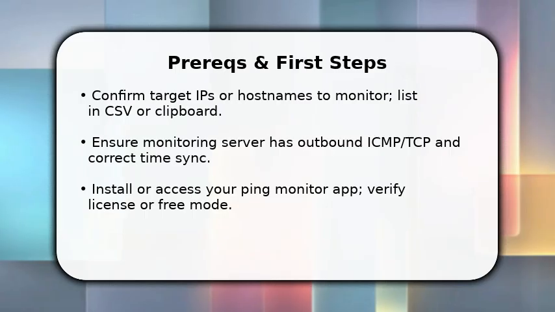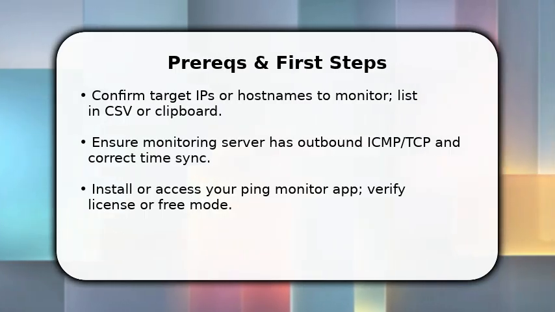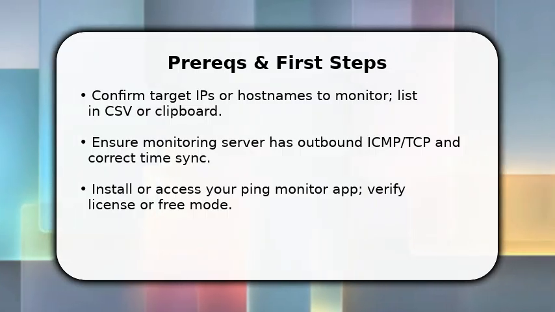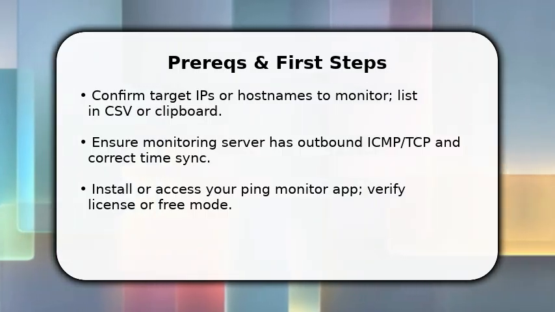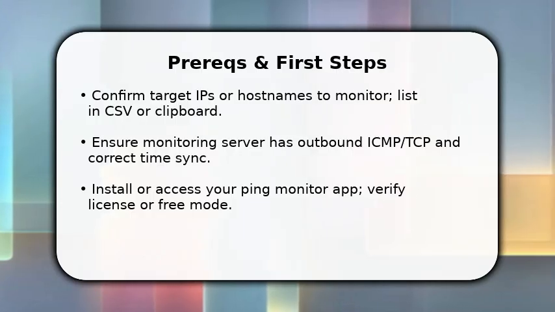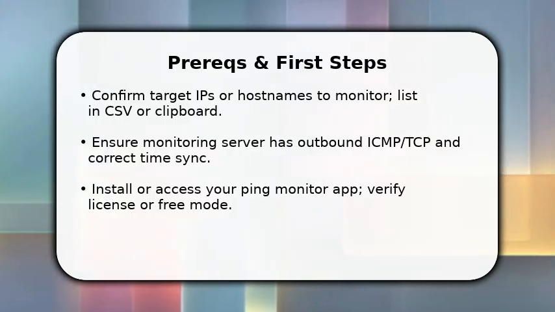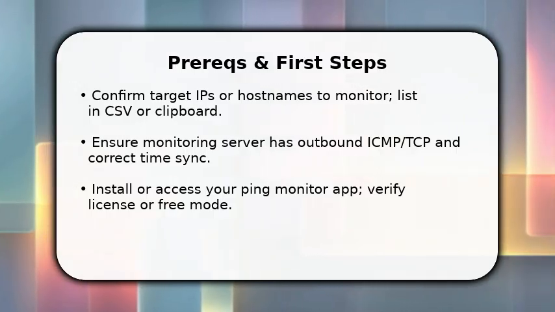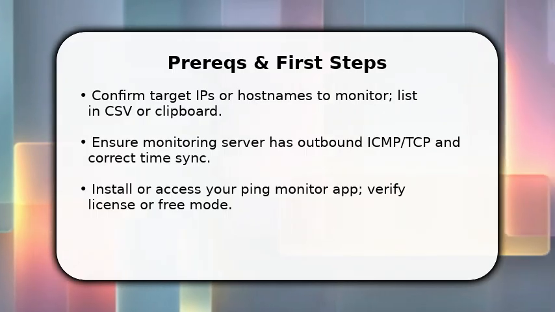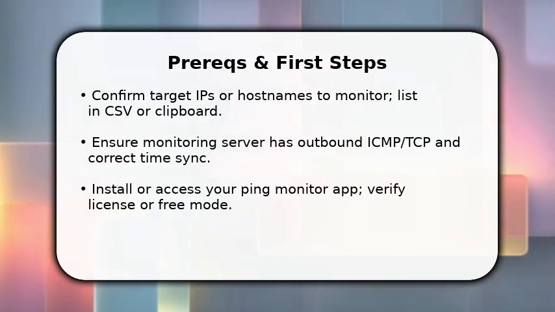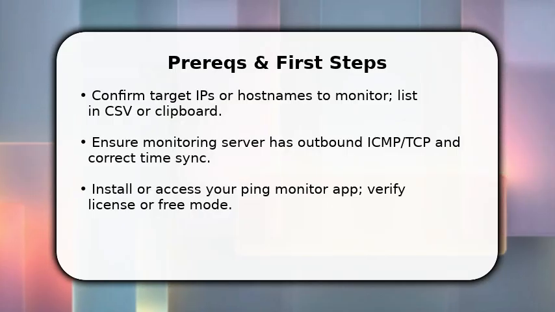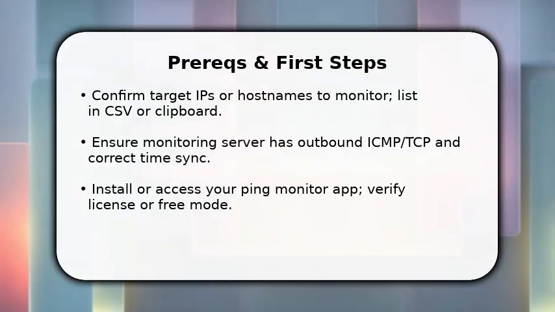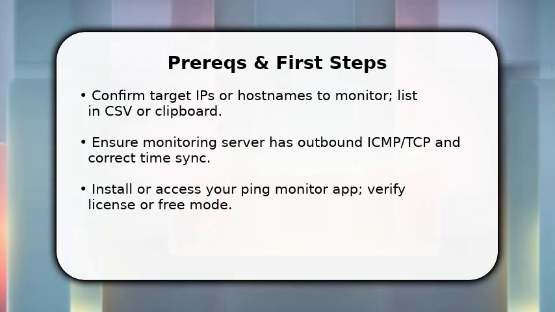You start by confirming targets and getting your monitoring environment ready. First, gather the IPs or host names into a simple list or CSV so you can import them quickly. Once done, verify the server or workstation will allow ICMP or TCP probes and has accurate time. This avoids confusing timestamps. Next, install or open the ping monitoring tool and sign in. Make sure your account or trial permits the number of targets you need, so you won't be blocked mid-setup.